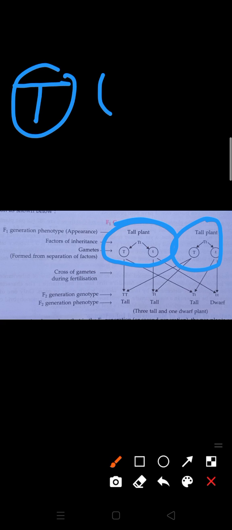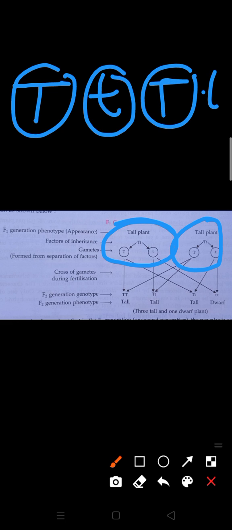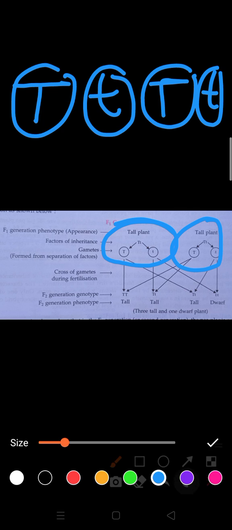If you cross between F1 generation plants. F1 generation plant क्या आई थी बेटा? Hybrid tall, T t plants. Okay, so at that time what are the gametes? Capital T, small t in the first plant. Okay, capital T, small t in the second plant. If I cross them, please observe properly.